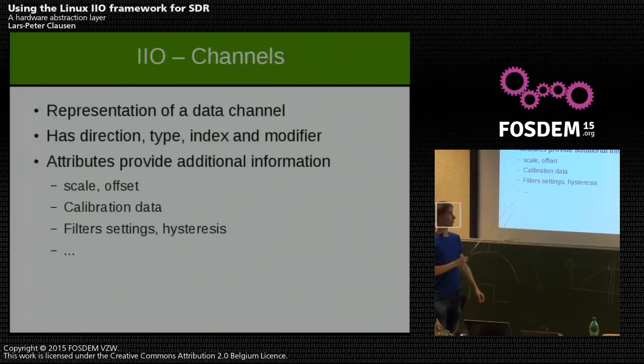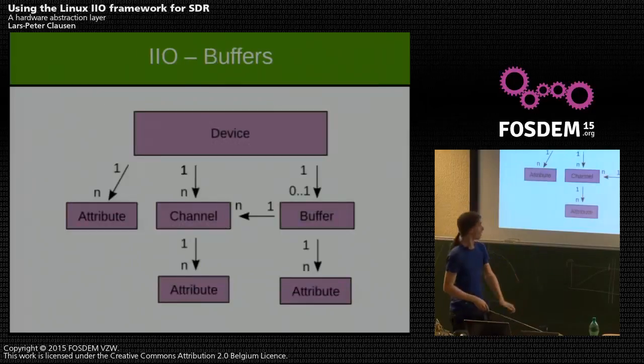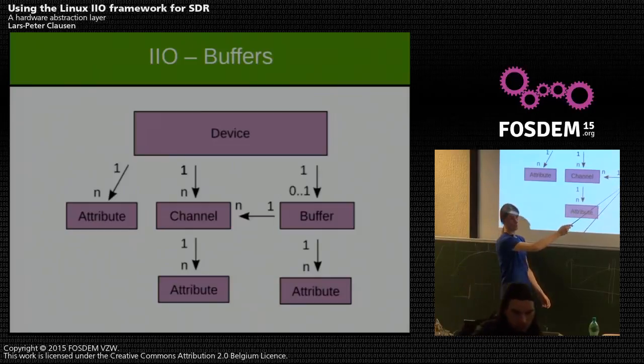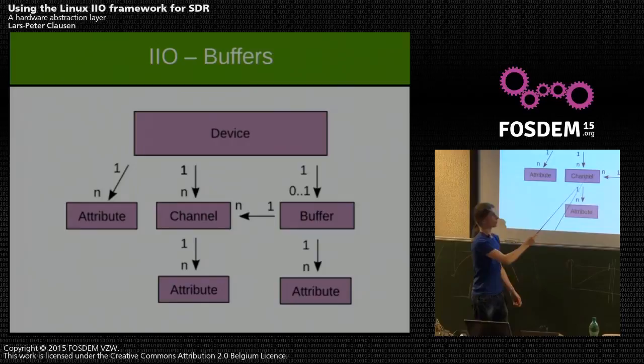But there are also lots of other attributes. Basically everything that can be configurable in a channel can be an attribute, like calibration data or filter settings or hysteresis and so on. The next thing we have is a buffer. And again, the buffer can have attributes. But per device, there can actually be only one buffer at most, either 0 or 1 buffers. And the buffers also reference the channels defined earlier.